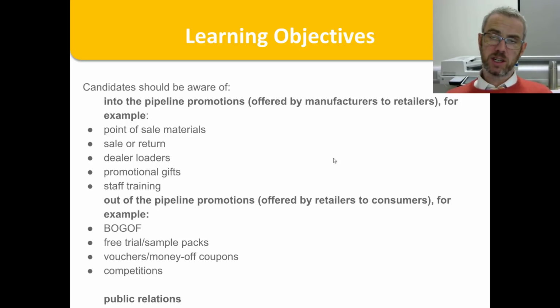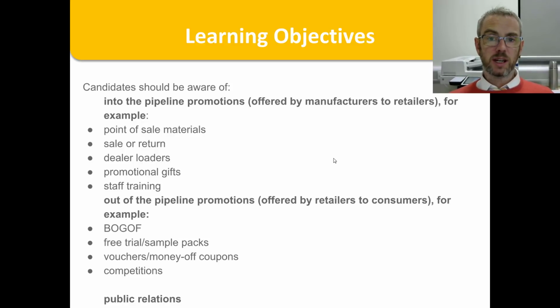The learner objectives, which are taken from the specification sheet, talk about into the pipeline promotions, which are offered by the manufacturer to the retailer. And then we've got out of the pipeline promotions, which are offered from the retailer to the consumer. It's quite wordy, so you have to make sure that you get these terms correct.